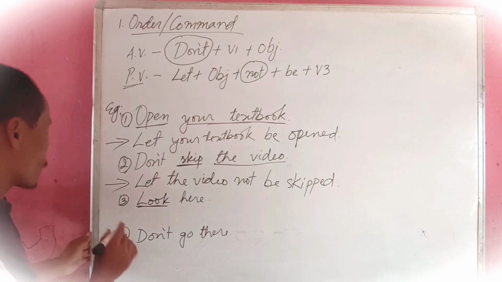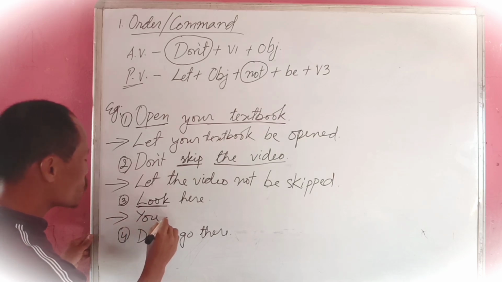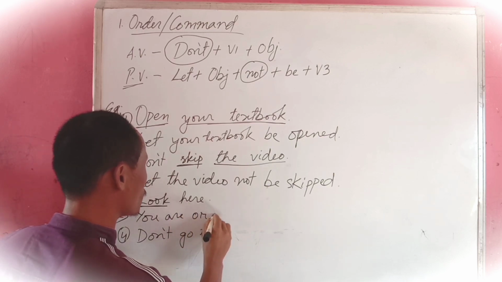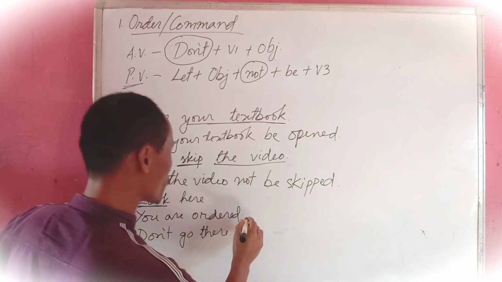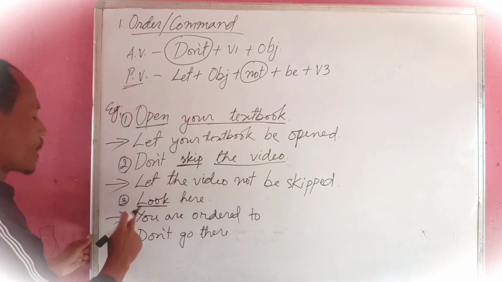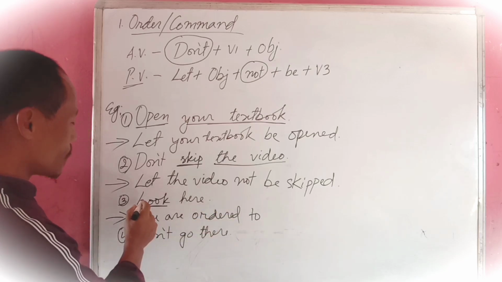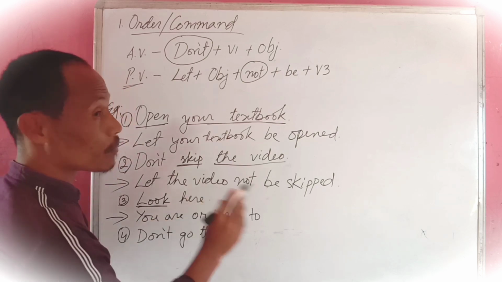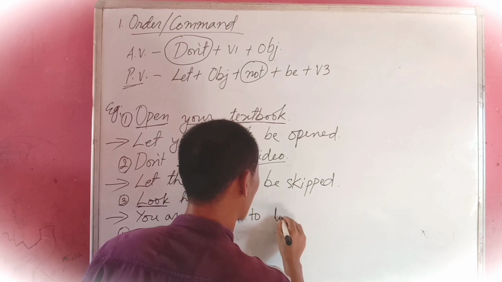That is, we have to remember one phrase. That is, you are ordered to. You are ordered to, and after that, the sentence of the basic active voice will come as it is. That is, you are ordered to look here.